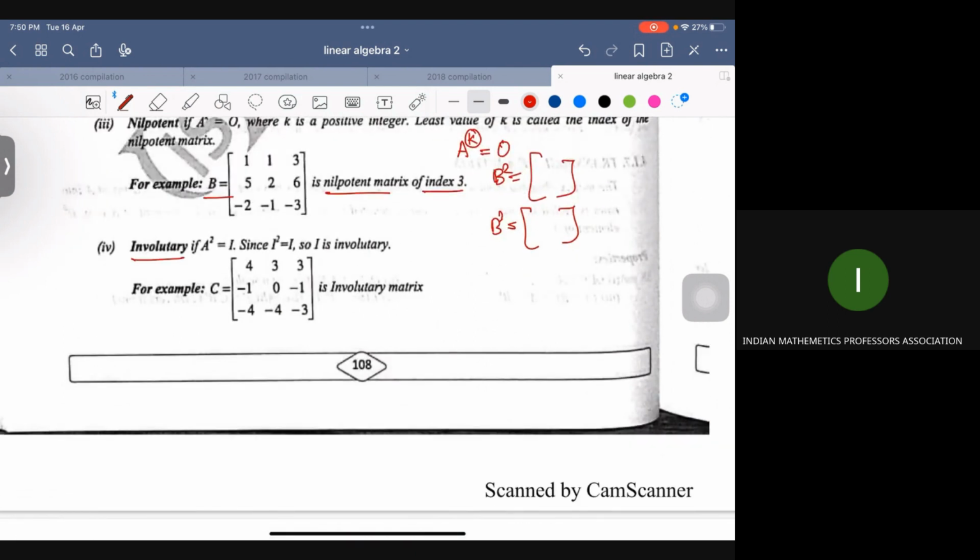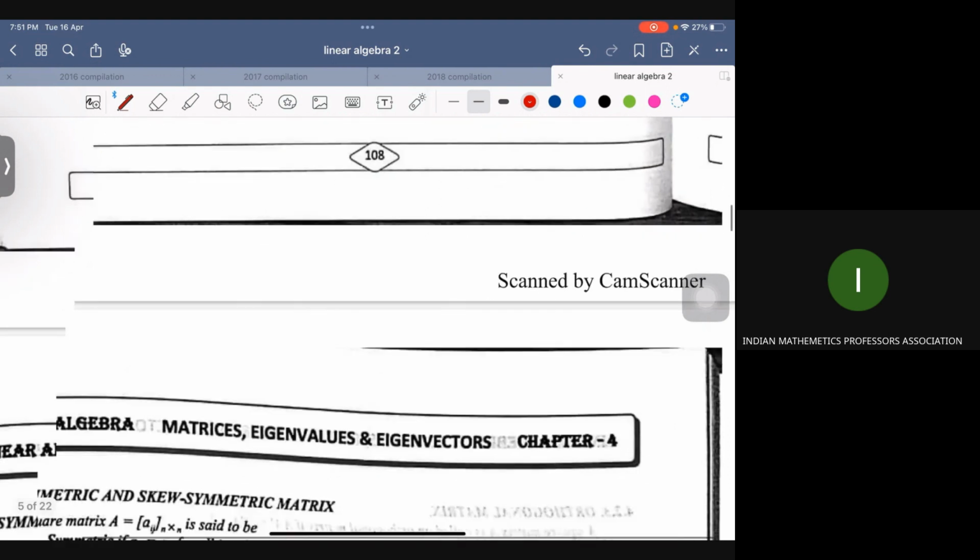Involutory matrix. If A square is equal to I, then the matrix is said to be involutory. Here we know that I square is equal to I, so I is itself an involutory matrix. Check this example: multiplying this, we get C square is equal to I. This is an involutory matrix.